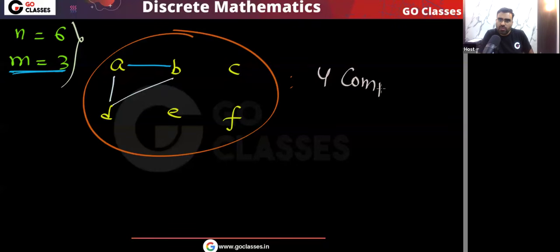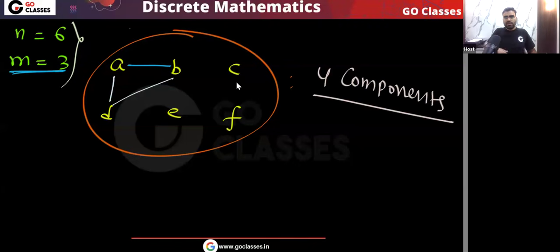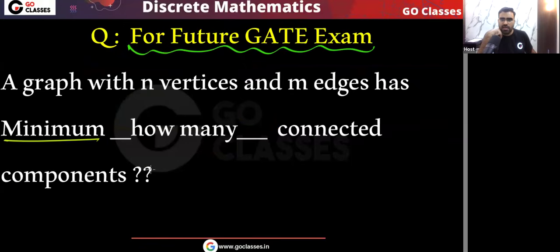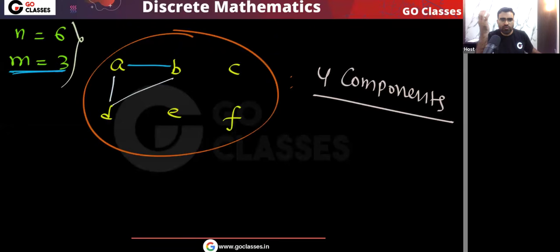Yes or no? Can I do better than this? Means can I get smaller number of components? I want to get minimum number of components. Please understand, I want to get smallest number of connected components. So can I do better than this? Yes, of course I can do better than this.